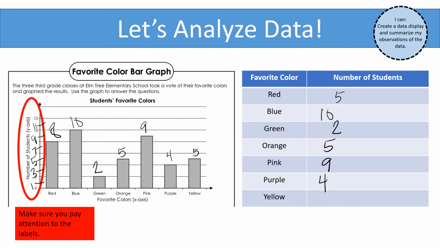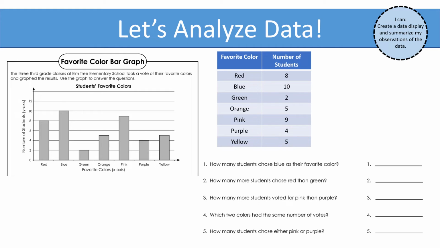Purple, 4. And yellow, 5. It's so easy to go back and refer if you label. That is a strategy that you need to make sure you are using. Okay? So here we have it. So let's look at these questions.